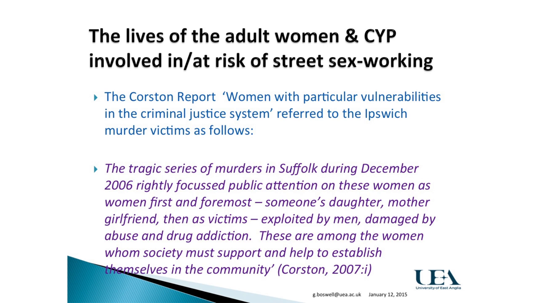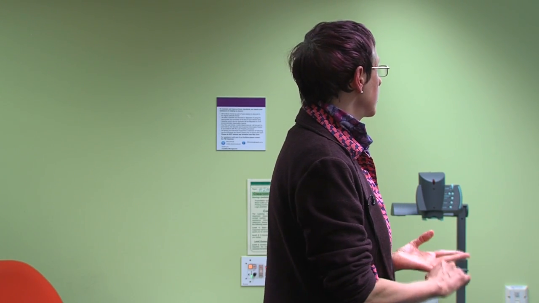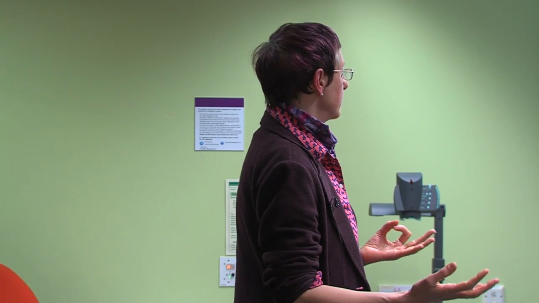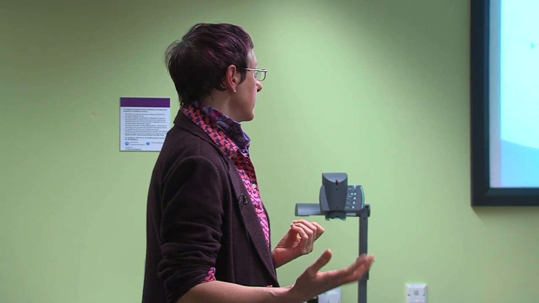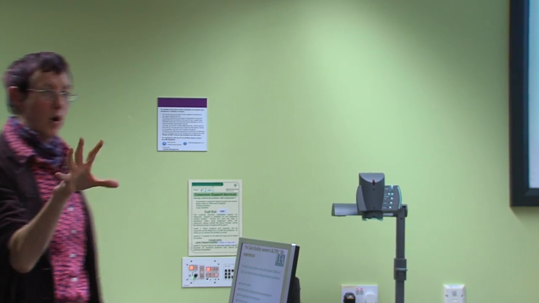Something that very much resonated in our relationship with people in Ipswich and Suffolk was that the Corson report referred to the Ipswich murder victims as focusing public attention on these women as women first and foremost, someone's daughter, mother, girlfriend, and then as victims, exploited by men, damaged by abuse and by drug addiction. The Corson report said these are among the women whom society must support and help to establish themselves in the community. And that was a very marked feature of this work.